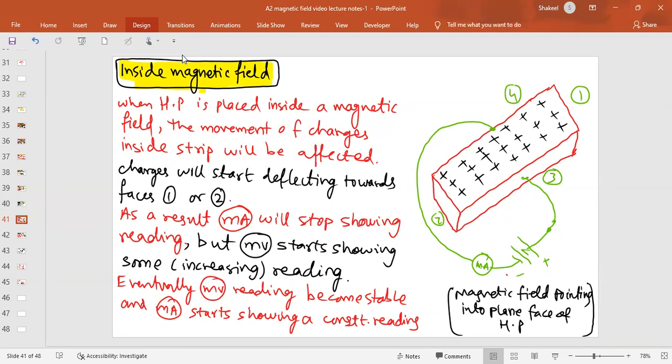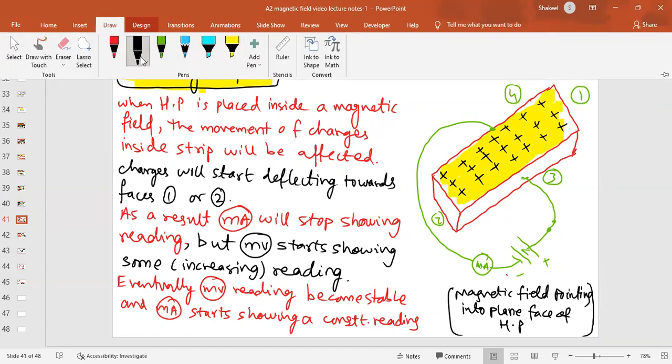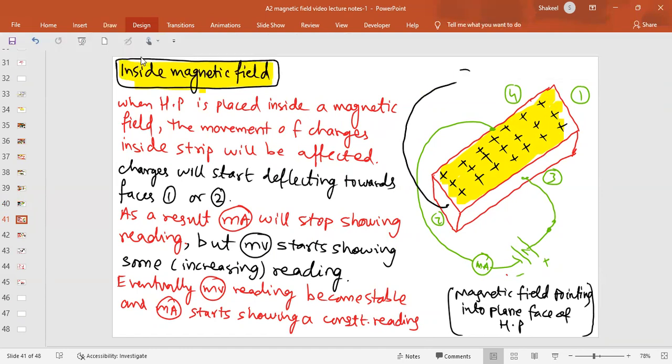So let's say the same Hall probe is placed in a field, exposed to a field such that the field lines are cutting through the Hall probe, like it's going into the Hall probe. So now we will see something happening over here, like the millivoltmeter is connected between phase 1 and 2. So what will happen then?